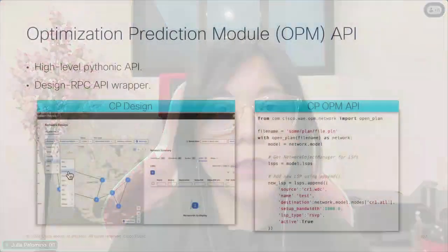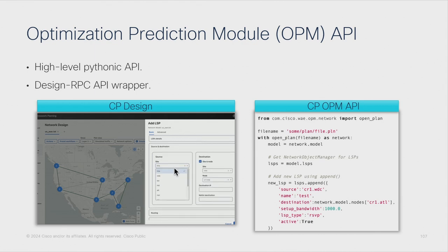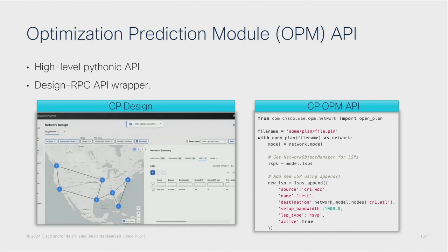So next, some good news is that Crosswork Planning offers, for example, this optimization prediction module, also known as the OPM API, whose main characteristic is that it uses a high-level Pythonic syntax. So for example, in the pictures below, we can see on the left side how an operator can manually add an LSP through the Crosswork Planning API. So he will need to insert the new LSP and set the corresponding attributes.